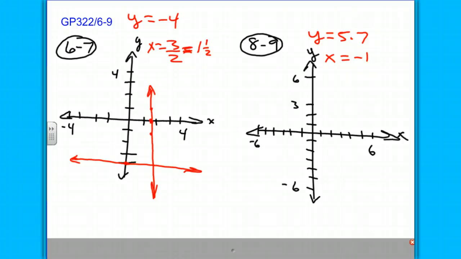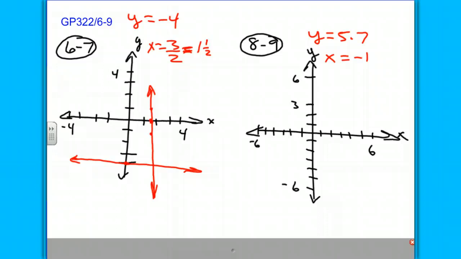Isn't it amazing how such a simple equation can be such a hard thing to grasp? But once you spend this time and effort working on it, then it will pay off and you'll get them every time. Okay, let's start with y equals 5.7.